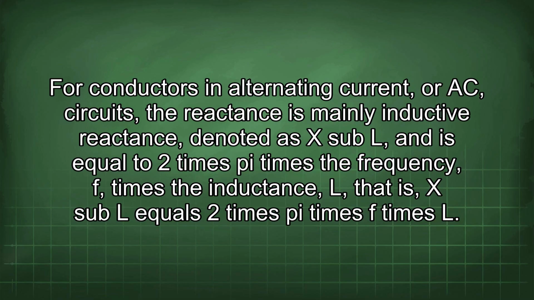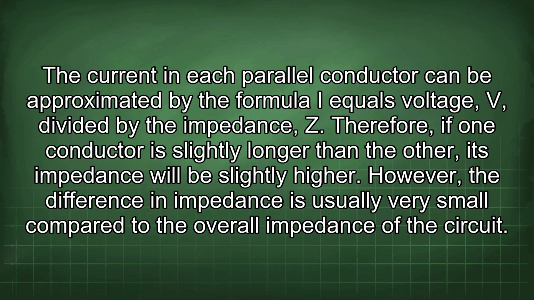For conductors in alternating current, or AC, circuits, the reactance is mainly inductive reactance, denoted as X sub L, and is equal to 2 times pi times the frequency F times the inductance L, that is, X sub L equals 2 times pi times F times L. The current in each parallel conductor can be approximated by the formula I equals voltage V divided by the impedance Z. Therefore, if one conductor is slightly longer than the other, its impedance will be slightly higher. However, the difference in impedance is usually very small compared to the overall impedance of the circuit.